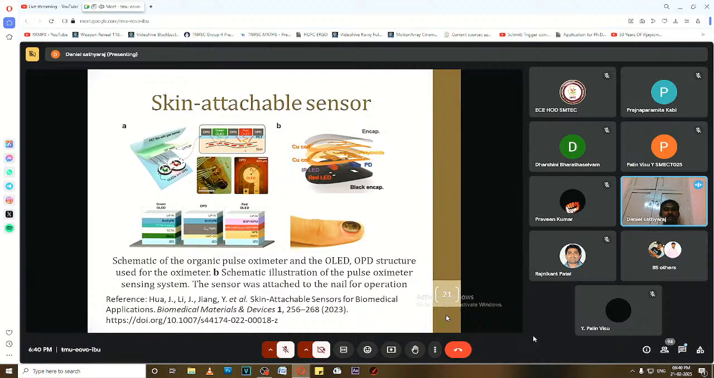We place it there, and we can measure the required thing: the oxygen level and the heart rate, the pulse also we can measure. It is attached to the nail, so it doesn't need any other thing for the measurement.